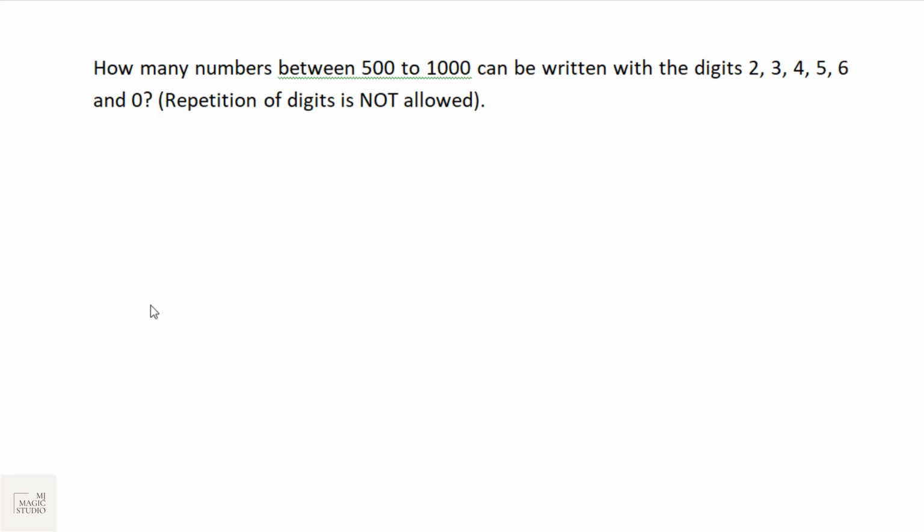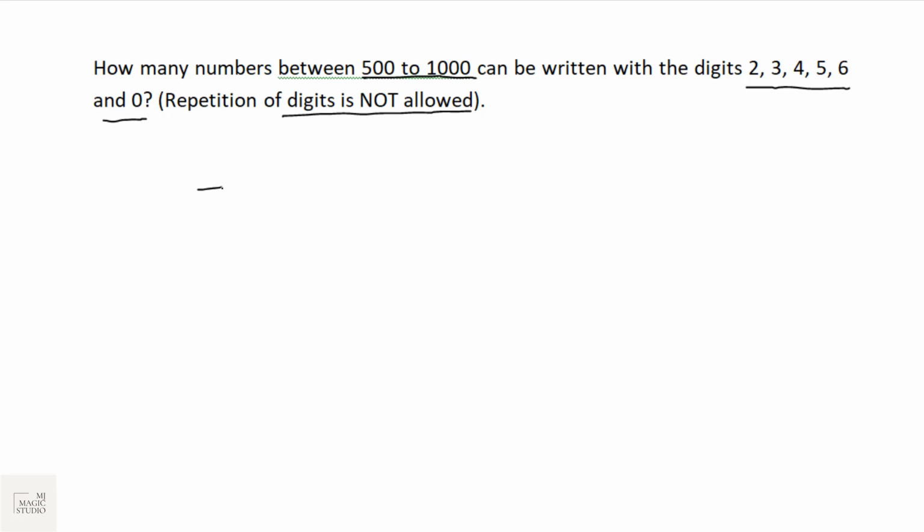Okay, a question from permutation, combination and probability. Out of 2 to 3 questions you can expect in round 2, advanced quantitative aptitude, out of 10 questions, at least 1 question will be of TITA format. Type in the answer. How many numbers between 5,000 and 10,000 can be written with the digits 2, 3, 4, 5, 6 and 0? Repetition of digits is not allowed.